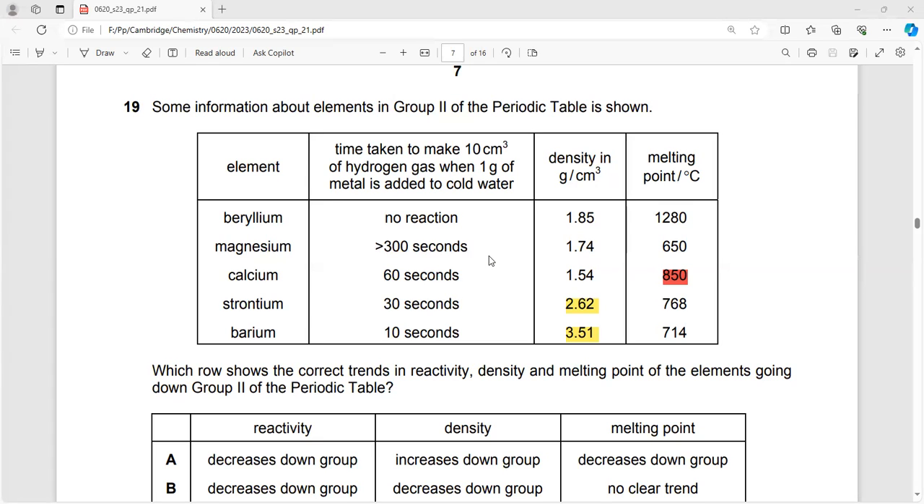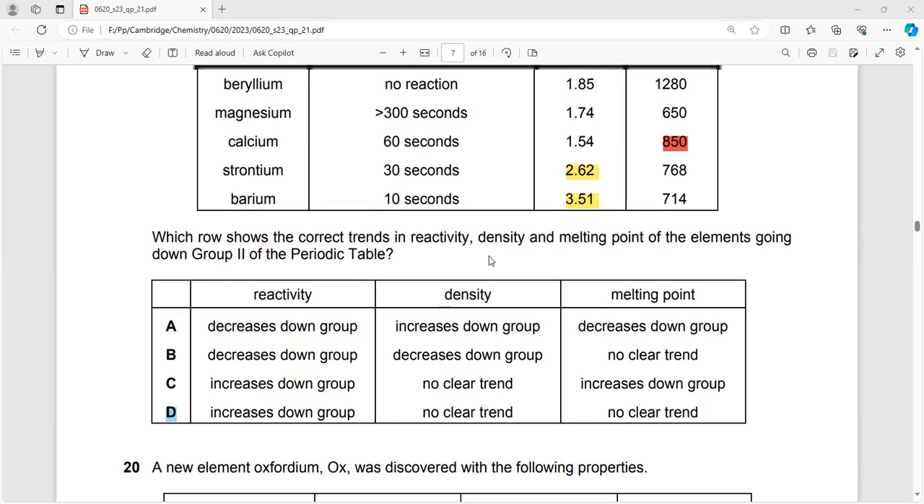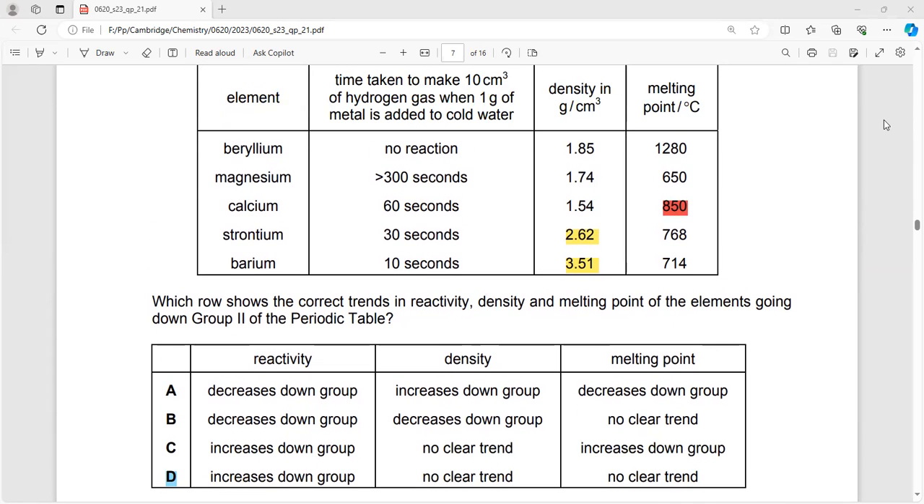What about reactivity? Reactivity is increasing down the group. So we're going to see which option is correct here. Reactivity increases down the group, so that is correct. What about the density? It's not clear, and melting point is not clear. So D is our correct option here. We're going to move to the next question.